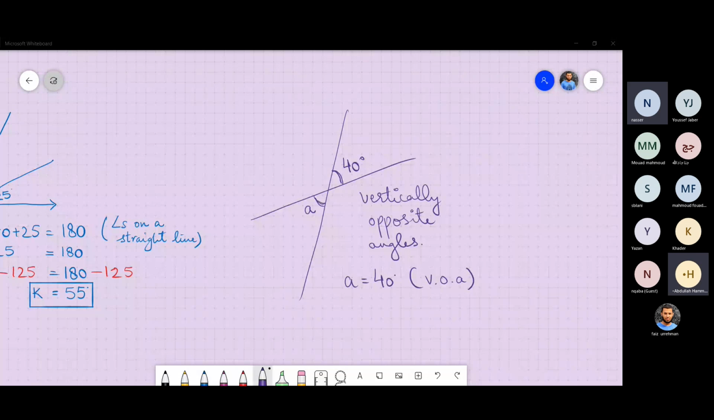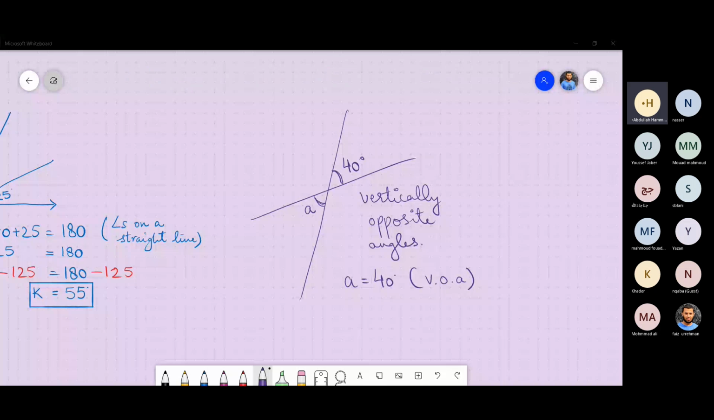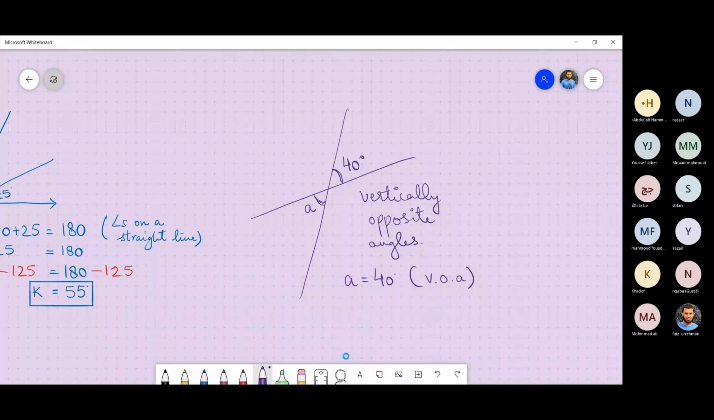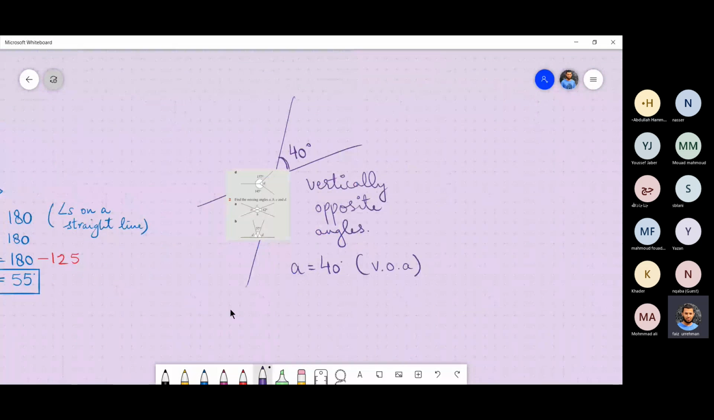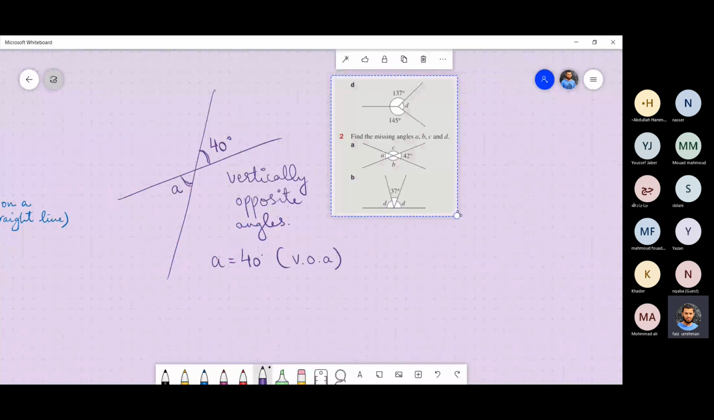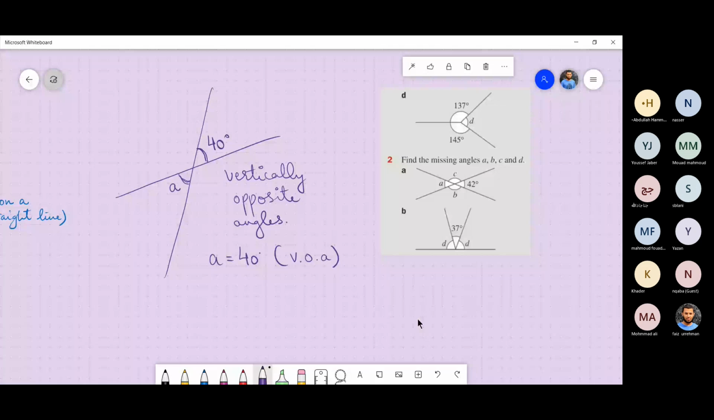Is the marks from 40 or 15? 15. Good. All the unit tests are of 15 marks and the final exam is of 50 marks. Okay.